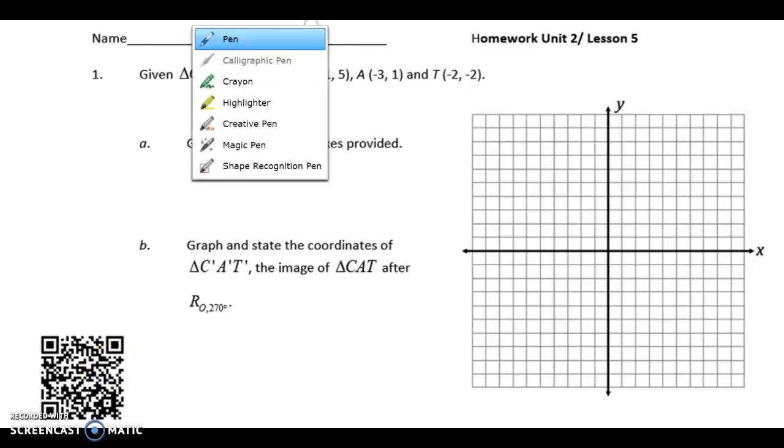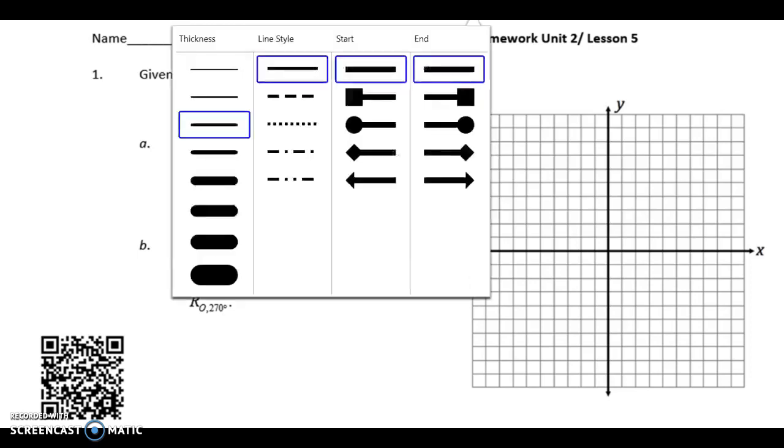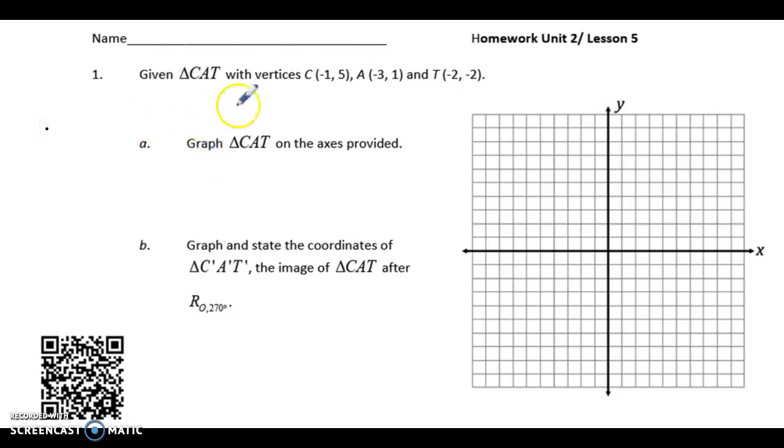All right, hello, we're on Unit 2, Lesson 5, and so I'm going to talk more about some of these rules and vocab that we've talked about than actually doing the problem for you. So given triangle CAT with these vertices, you can go ahead and take a moment and plot those points. You can pause the video if you need to do that.